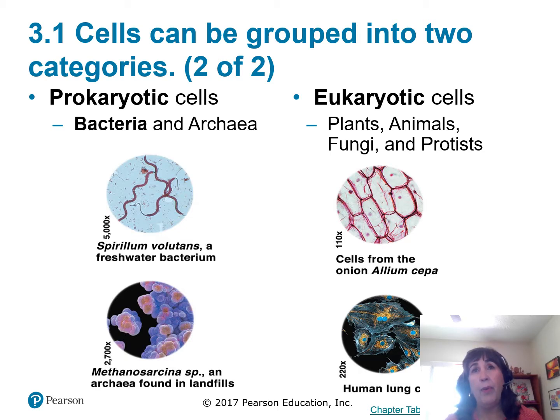And then on the right-hand side, you see eukaryotic cells, and these are found in the domain Eukarya. And these include plant and animal cells, fungal cells, and protists. And here we see Allium, this would be from onion, and then actually a human lung cell.